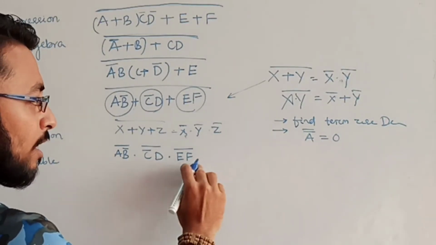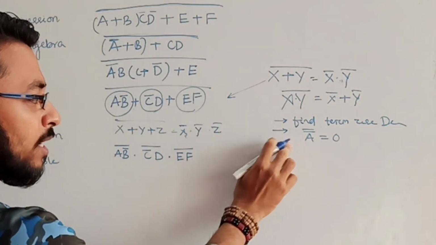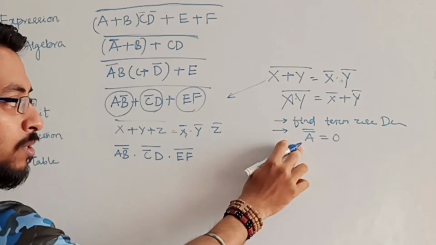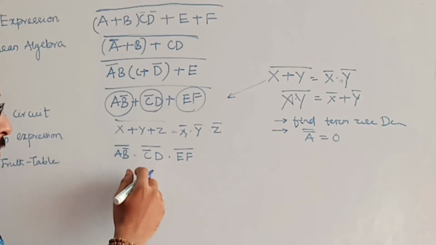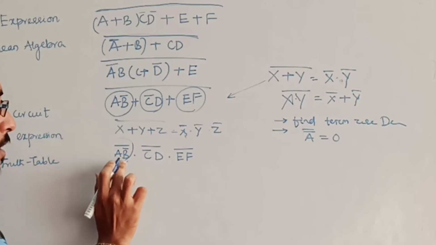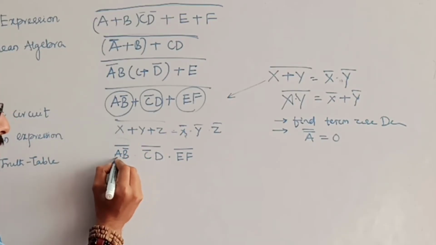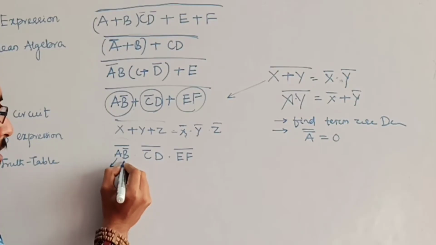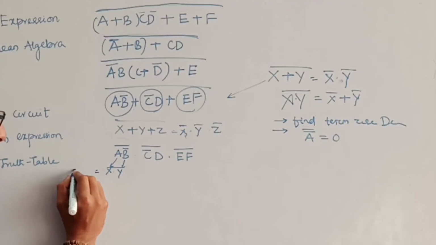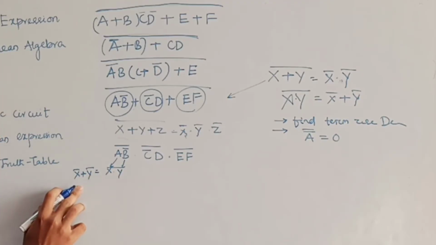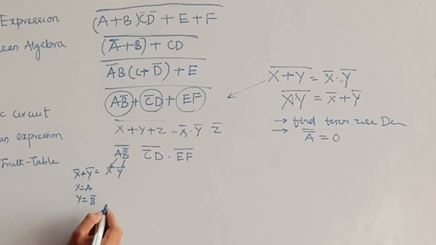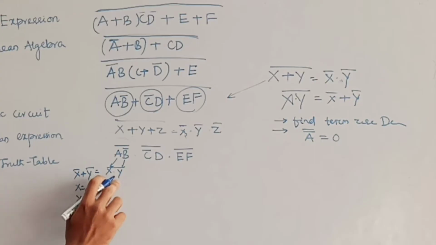Now I have to see whether this rule is applicable here or not. There is no such term where I can use this rule. Then I have to go one step further. Again, this looks like x dot y whole bar, which can be represented as x bar plus y bar. And what is x? My x is nothing but a, my y is nothing but b bar. So it looks like x dot y whole bar.